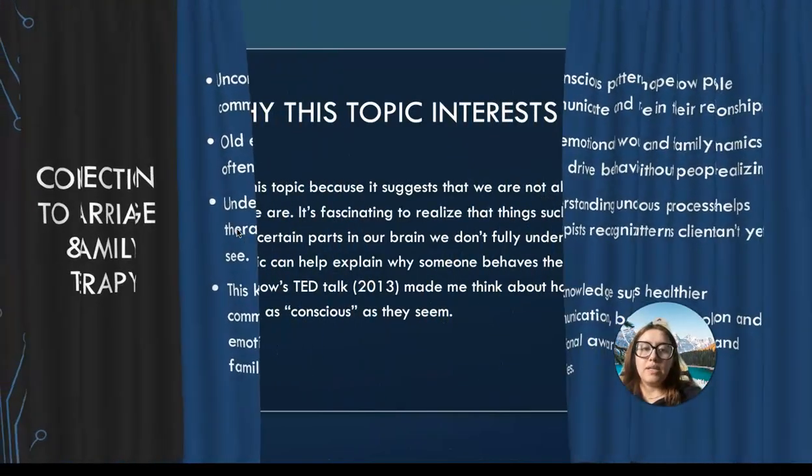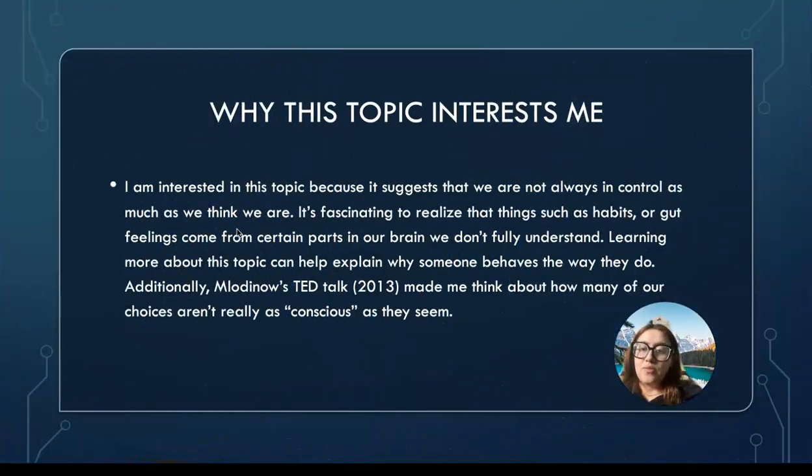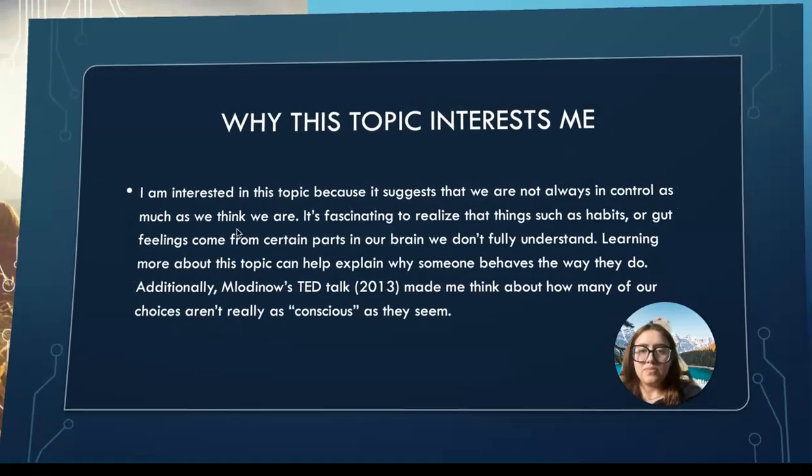Why does this topic interest me? Well, I'm very interested in this topic because it suggests that we're not always in control. There's always a part of us that's a lot deeper, that is constantly making decisions and helping us think the way that we think and do things the way that we do. And just in general, it made me think about how many of our choices aren't really ours. If you think about it, it's not really our conscious, it's actually our unconscious taking over.